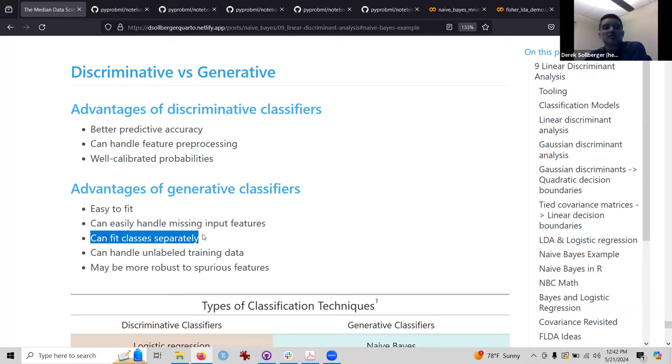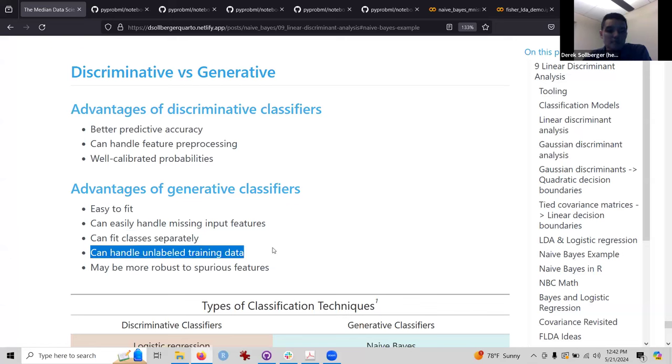Thanks to the conditional independence assumption, we could fit the classes separately. Basically, we're making the density plots for each class separately. And if we need to bring in a new class, a new region of data, so to speak, we don't have to remake the previous density plots. That could save you time as well.